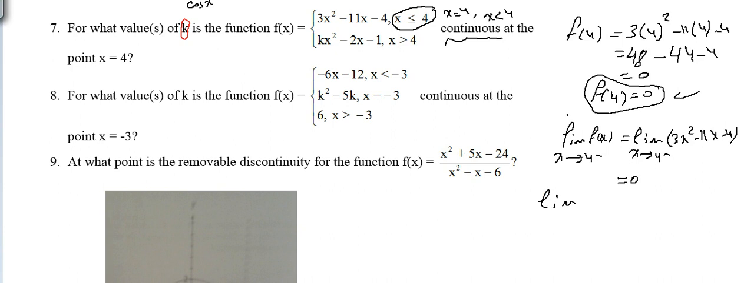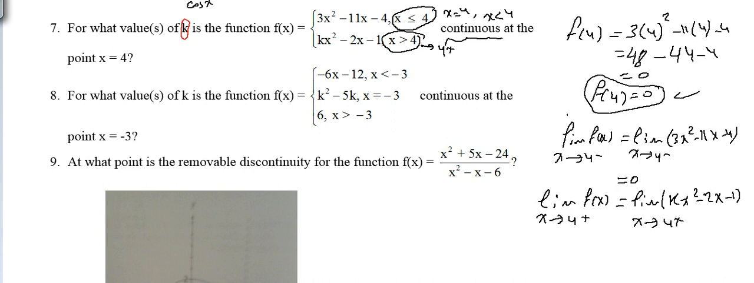And what is the limit of f of x where x approaches 4 plus? What is f of x? It's kx squared minus 2x minus 1, because x is greater than 4, this is 4 plus here, right? So as x approaches 4 plus, the answer will be 16k minus 8 minus 1, which is 16k minus 9. Okay, the two limits should be the same.